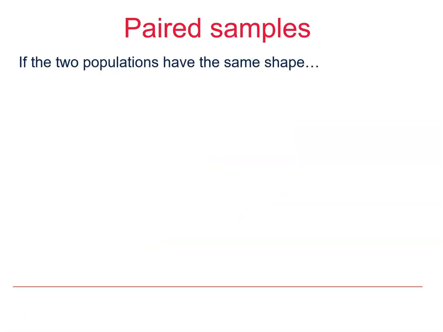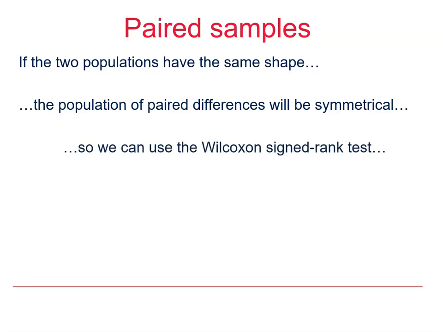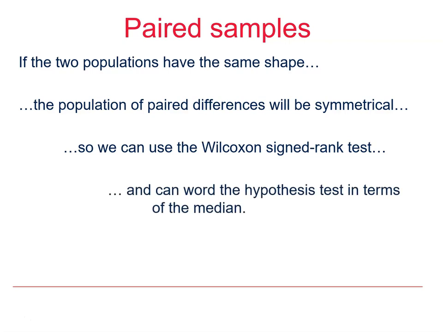If two populations have the same shape, the population of paired differences will be symmetrical. So we can use the Wilcoxon signed rank test and can word the hypothesis test in terms of the median. Note that we are not assuming that the populations themselves are symmetrical.